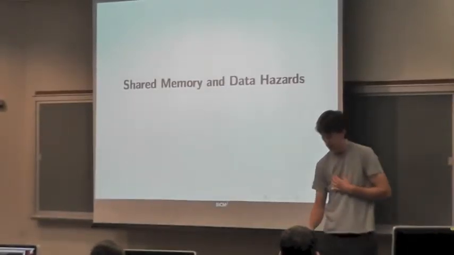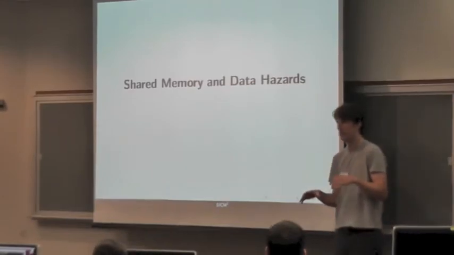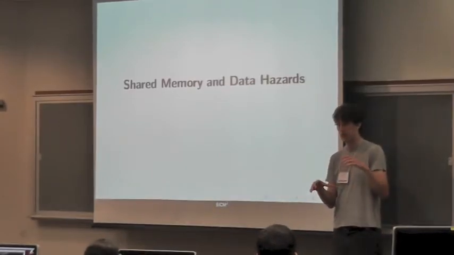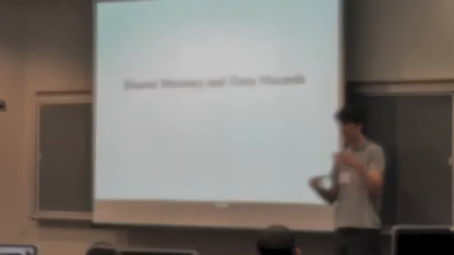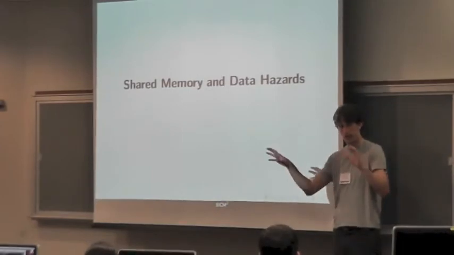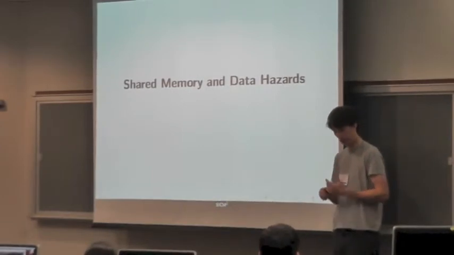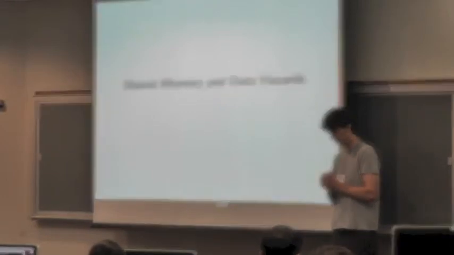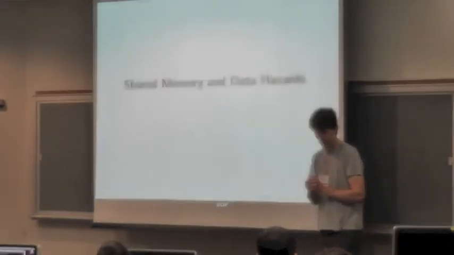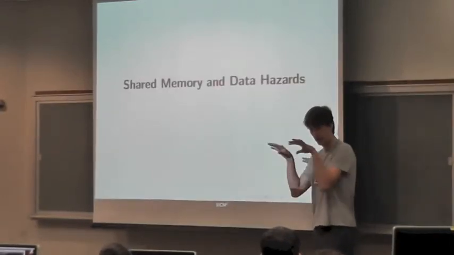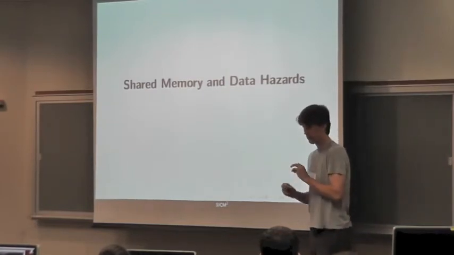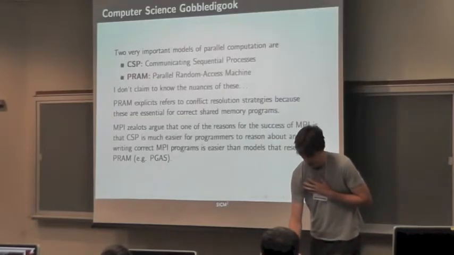One of the things about shared memory is it's easy because you can just access data. You don't have to think about how you get to data as you do in MPI, like send, receive, or read, write, or whatever it is. But on the other hand, because everyone can just access data, you have something called data hazards and race conditions.